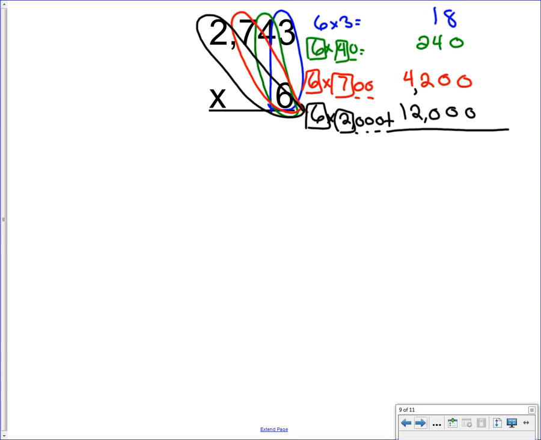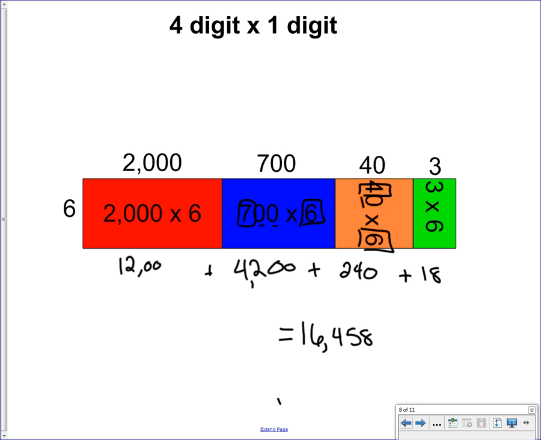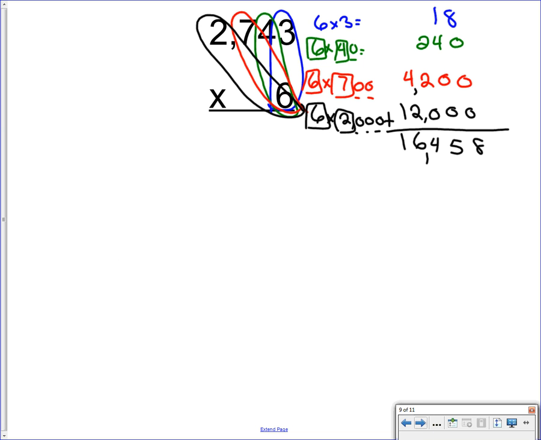I'm going to add all those up. So I get an 8, I get a 5, I get a 4, 6, and a 1. 16,458. Let's check. Yes, we were right, guys. So awesome. Love it when math works out for us.